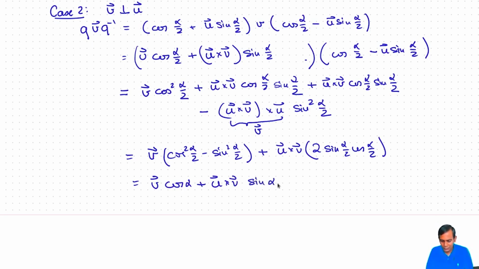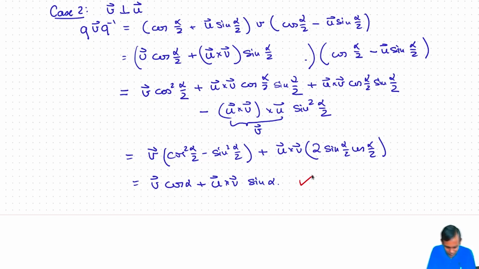But that's just the formula for rotation in the plane of the vectors v and u cross v, which means that it's a rotation by angle alpha about the axis u. And so that solves the last problem.